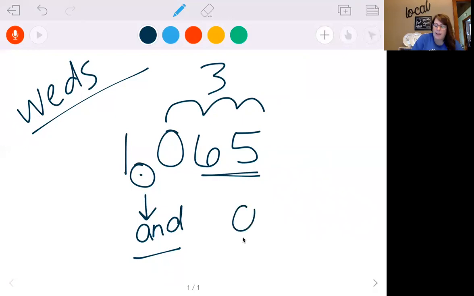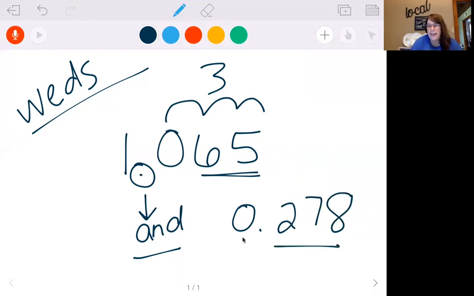If we have one like this, 0.278, I look at what number this is, 278, and then how many places? 1, 2, 3, so I know it's thousandths, 278 thousandths.